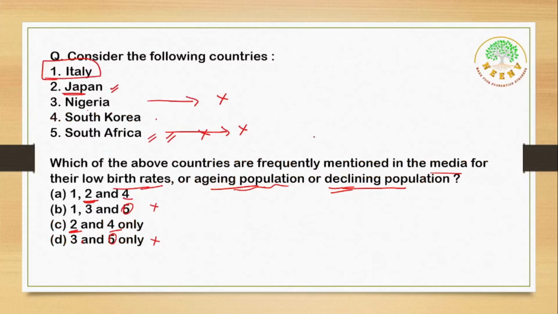Now, coming back to the question, like we discussed, Italy is suffering from the problem of aging population. Japan is suffering from the problem of aging population, and South Korea is also suffering from the same problem. So, option one is the right answer.